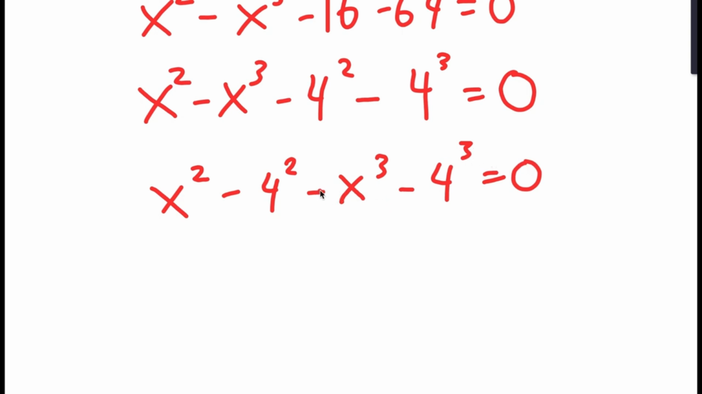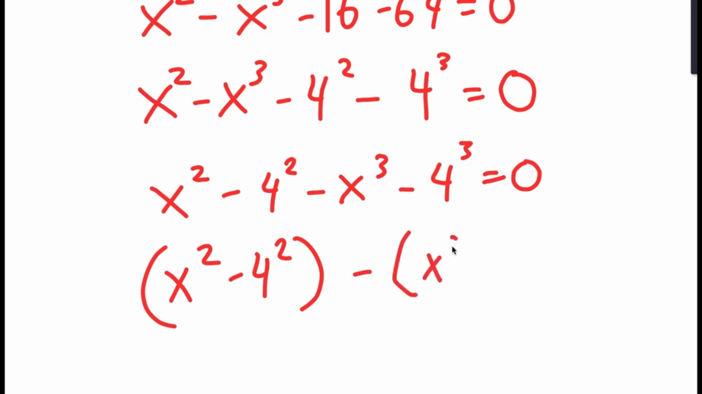So now, there's two properties that I'm going to use. And before that, I'm going to rewrite this as x squared minus 4 squared, and I'm going to group this minus x to the power of 3 plus 4 to the power of 3. We put this plus because this negative sign distributes.